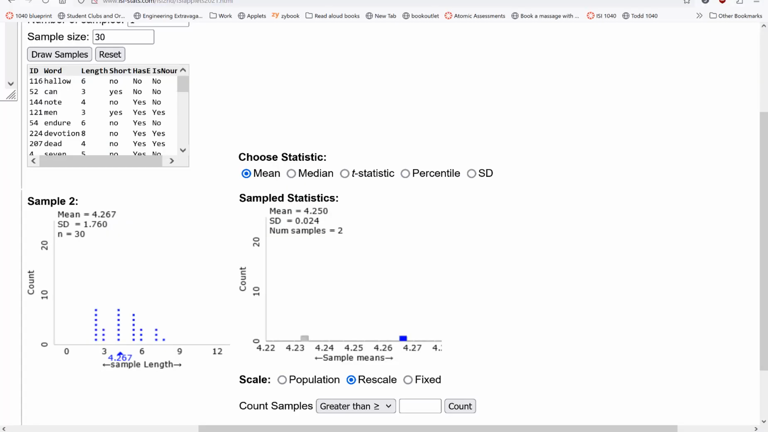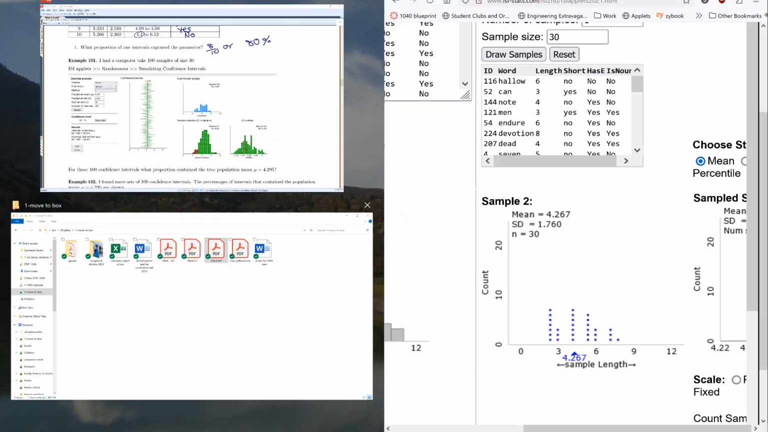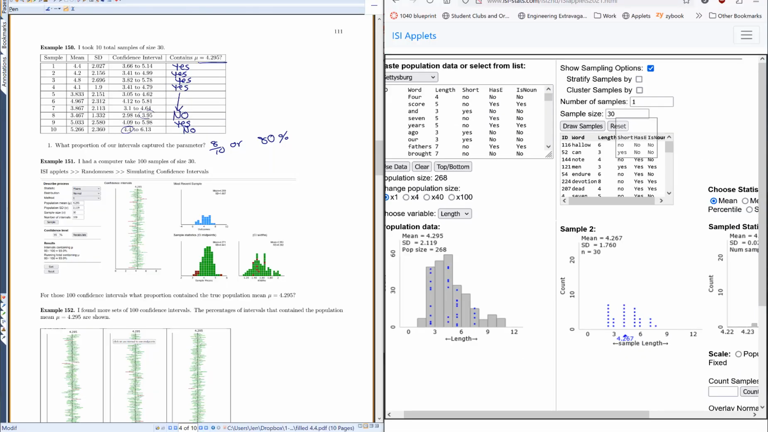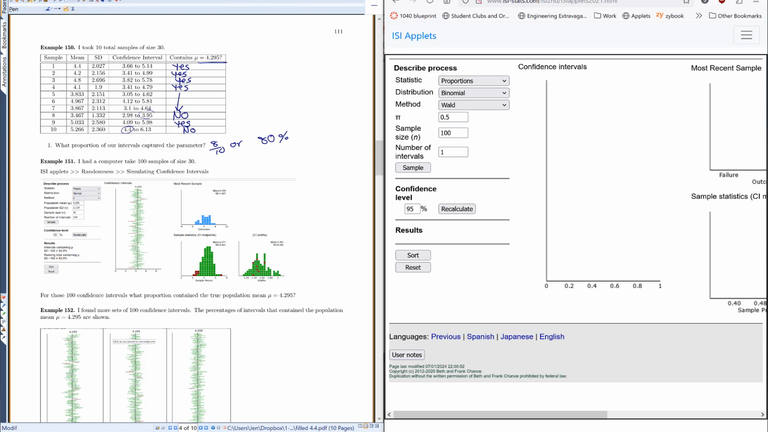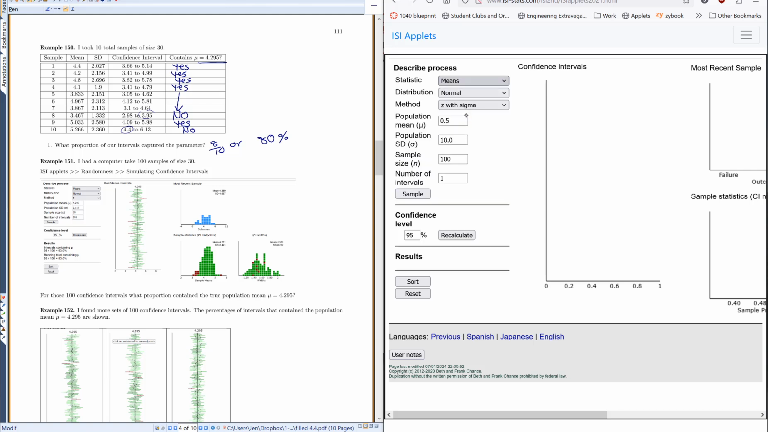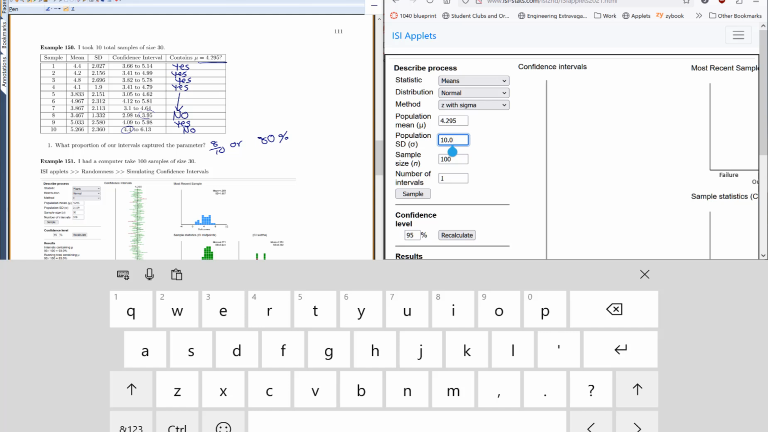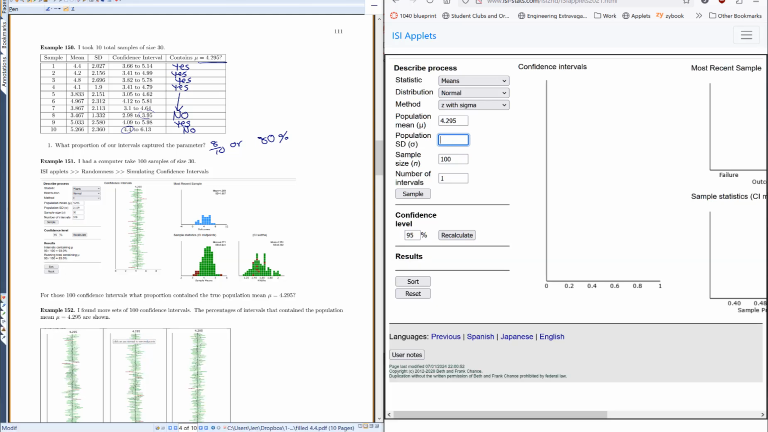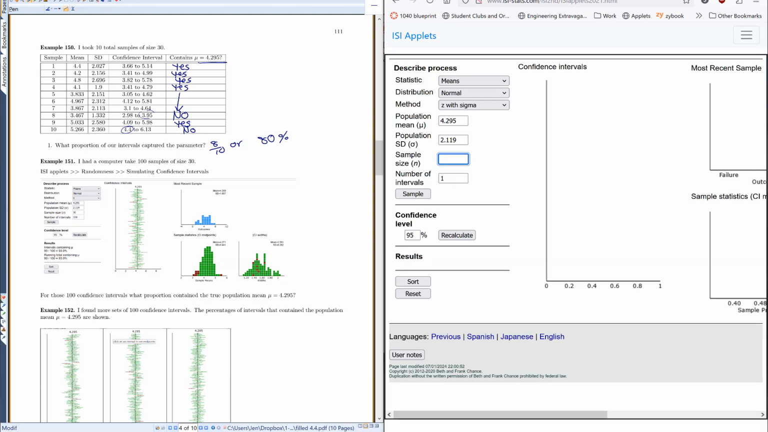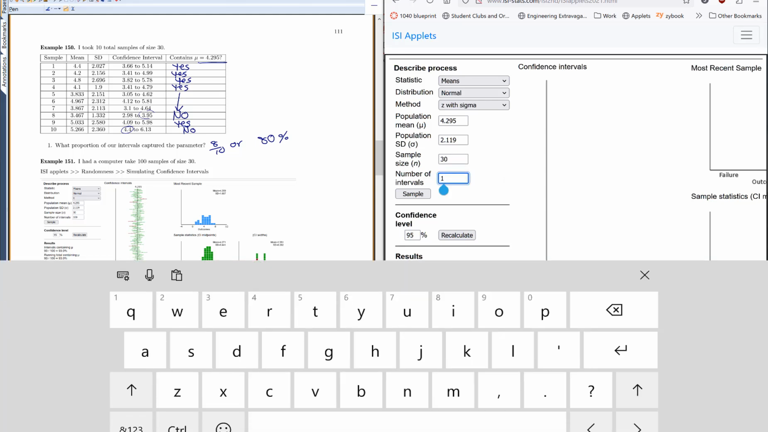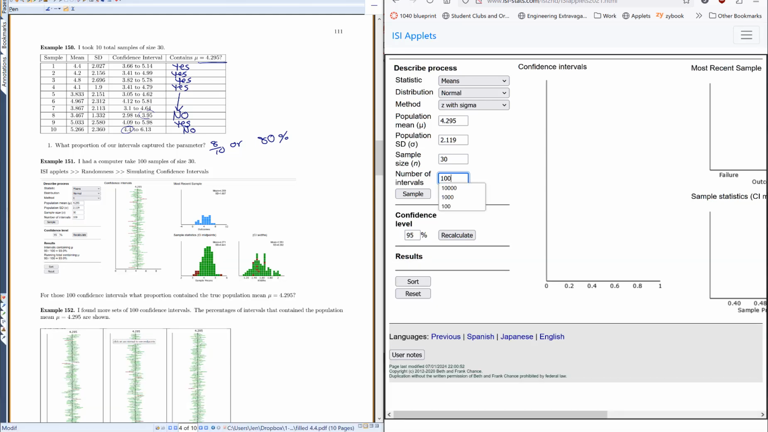So this is a different applet. We used this one previously though. So back to your eyesight applets, we want exploring randomness, simulating confidence intervals. We are now dealing with means. We know our population mean is 4.295, I think something like that. The population standard deviation is 2.119. And we can put in our sample size of 30. And I can ask for 100 intervals instead of just 10 intervals.